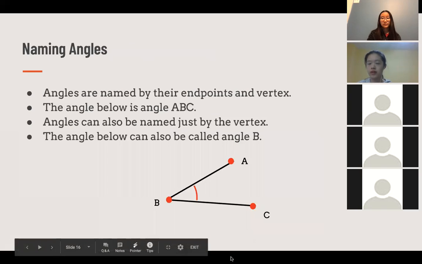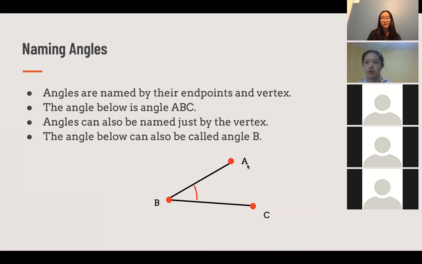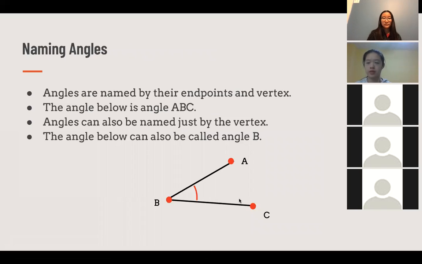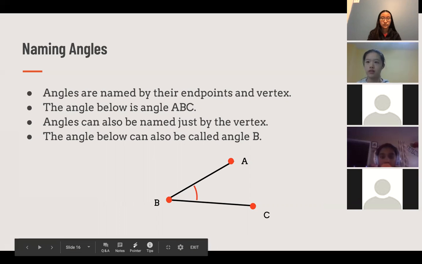Okay, so naming angles. Angles are named by points on their lines and their vertex. So for example, the angle below would be angle ABC. Also, if you just have one angle like the picture shows, you can also just call it by its vertex, which is the corner where the lines meet. So this angle below could also be called angle B.